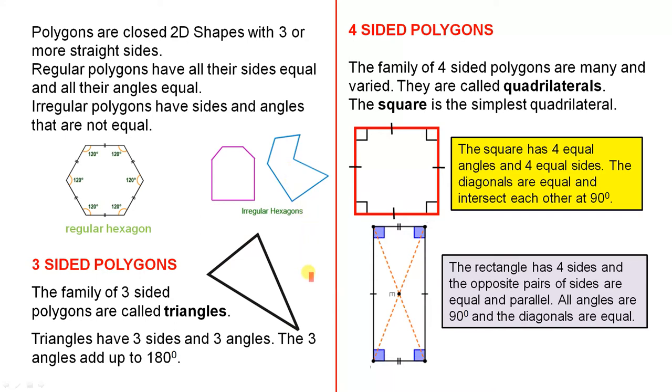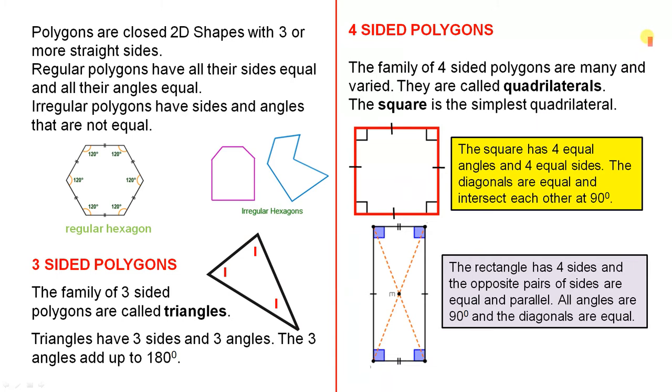3-sided polygons. The family of 3-sided polygons are called triangles. Triangles have 3 sides and 3 angles. The 3 angles add up to 180 degrees. We'll have another look at that later on. So there's one angle, another angle, another angle. When you add those up, they add up to 180. We'll look at that in more depth later.